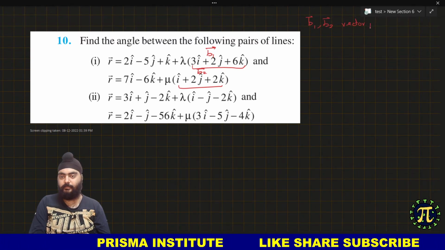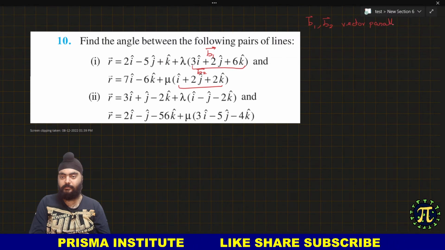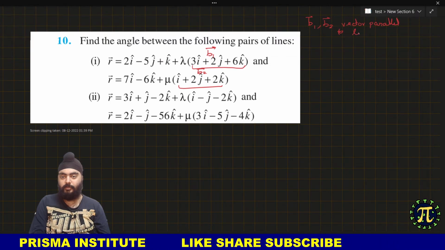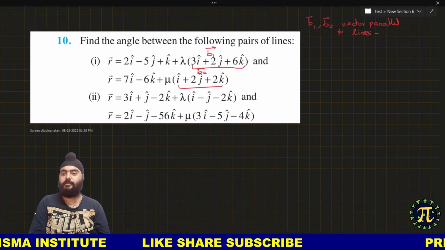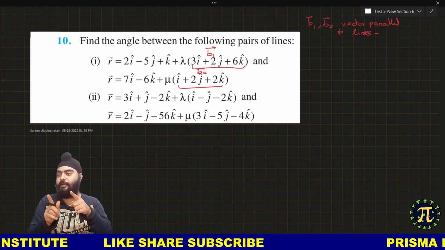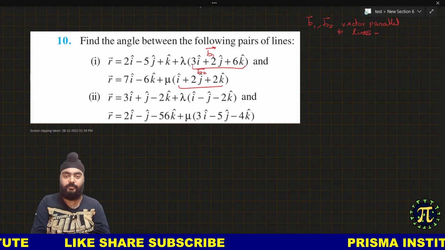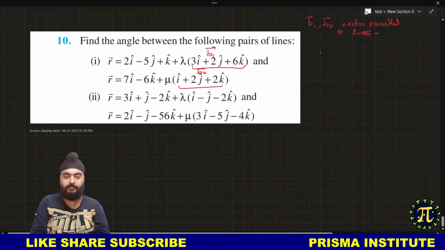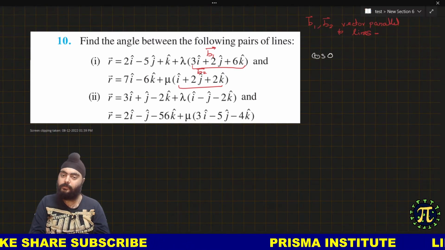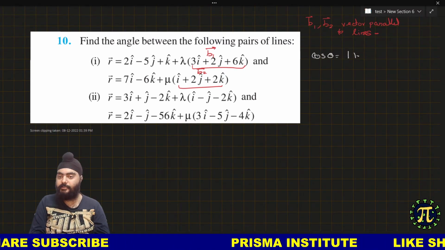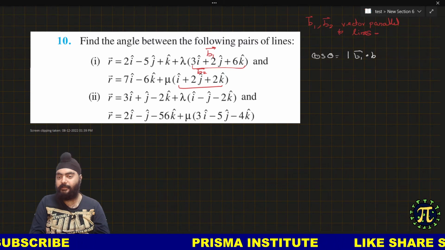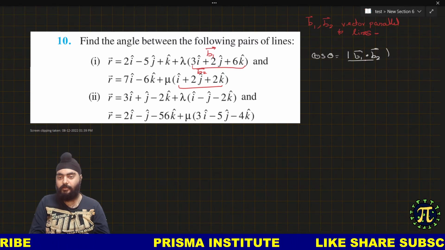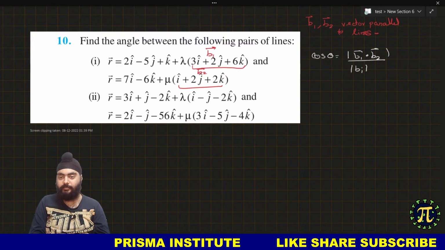Vectors parallel to line, right? ठीक है? And इन दोनों के बीच में जो एंगल होगा, that will be the angle between lines. So I can find cos theta as मॉड्यूलस ले रहा हूँ मैं b1 डॉट b2 का, so that my theta is acute, and divided by magnitude of b1 and magnitude of b2.